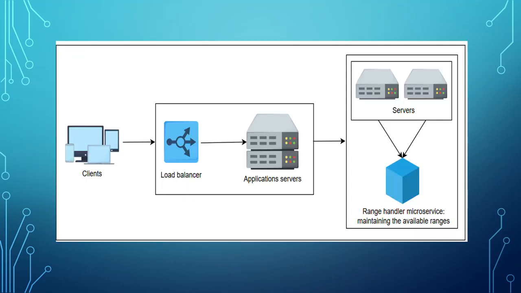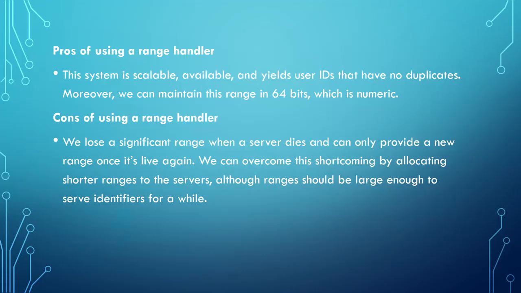Again, this is a high-level diagrammatic representation of a range handler. The client sends a request to the load balancer. The load balancer reaches the application servers. Then the application servers reach the range handler microservice, and the microservice takes care of reaching out to the servers and handling the ranges between the servers and returning us the unique ID using ranges.